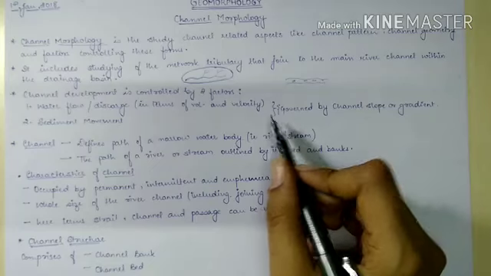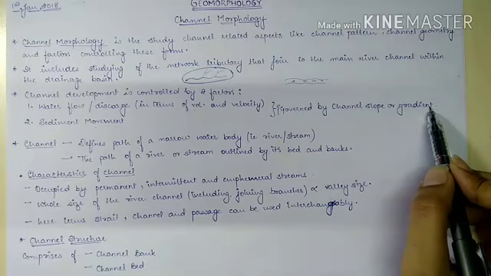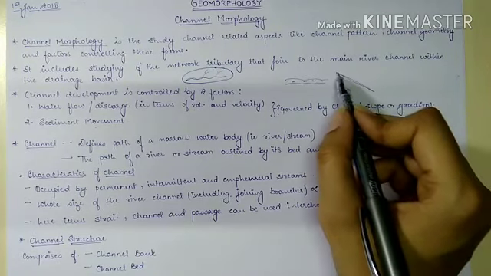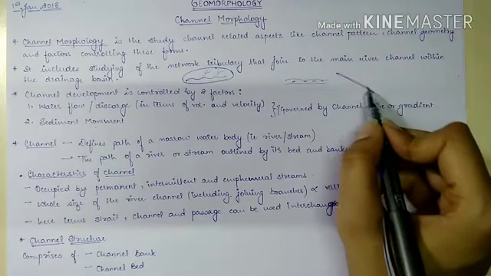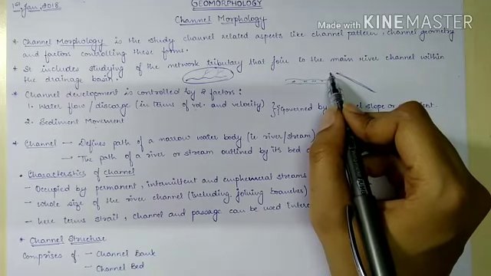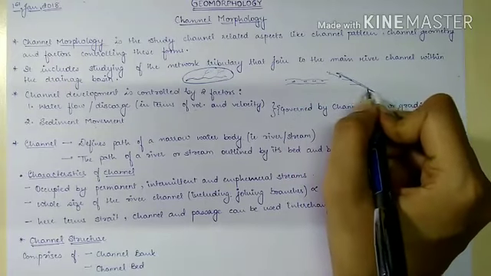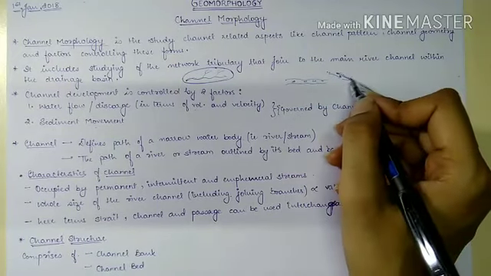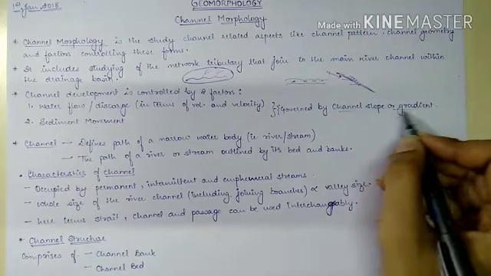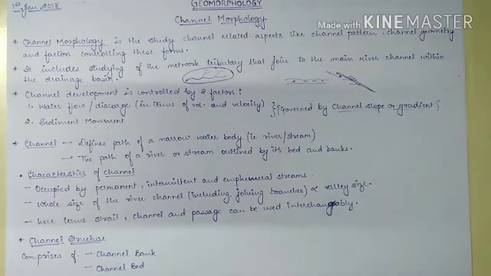Both these factors are governed by channel slope or gradient. How? See, if the slope is steep, then the water flow will be more. And because the water flow will be more, there will be more erosion, and because of more erosion, the sediment load will increase. So channel slope or gradient will lead to more flow of water and more sediment movement.